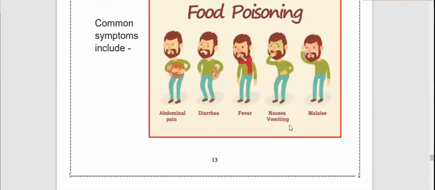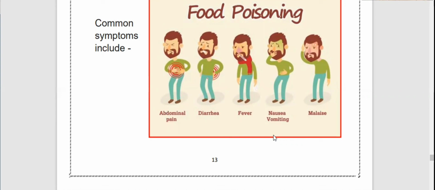Now, basically, how is the food poisoned? Food is poisoned because of bacteria or any microorganism, right? So how do we identify whether the food is poisoned or the food poisoning has taken place? These are the symptoms that will help you in understanding that food poisoning has taken place.